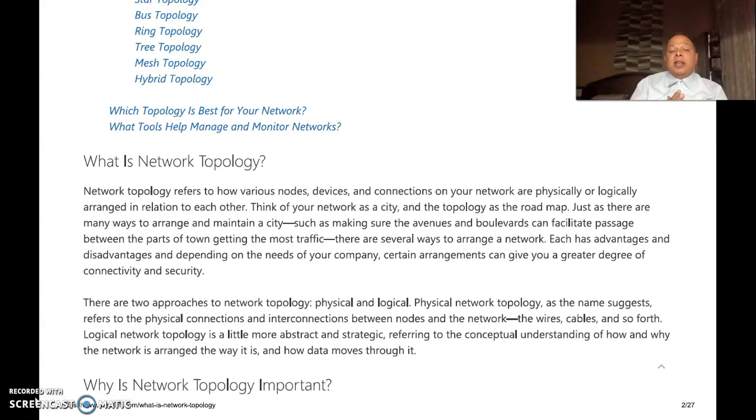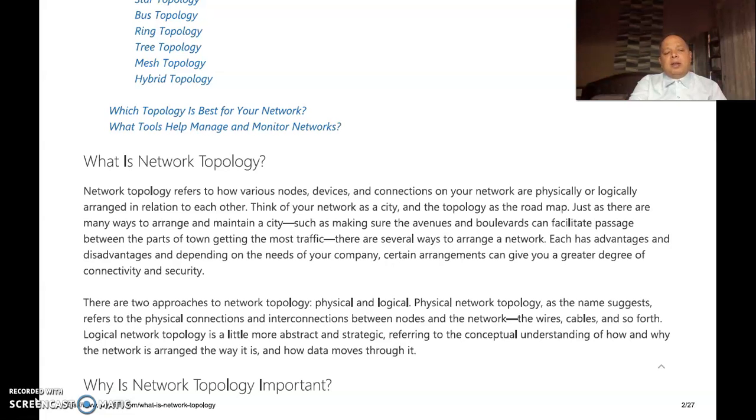Whereas whenever you design a network on paper, there exist logical connections of all these components, and this is called logical network topology. So it might be different from the physical network topology. More often, the logical network topology is all about the conceptual understanding of how and why the network is arranged, and how the data moves between the nodes. So both things are very important. Whenever you design the computer network on paper, the logical topology is important. And whenever you put it into practice, then the physical topology plays a very important role.